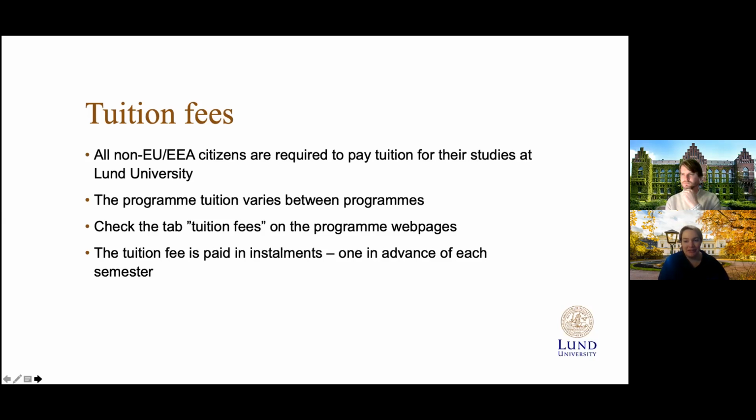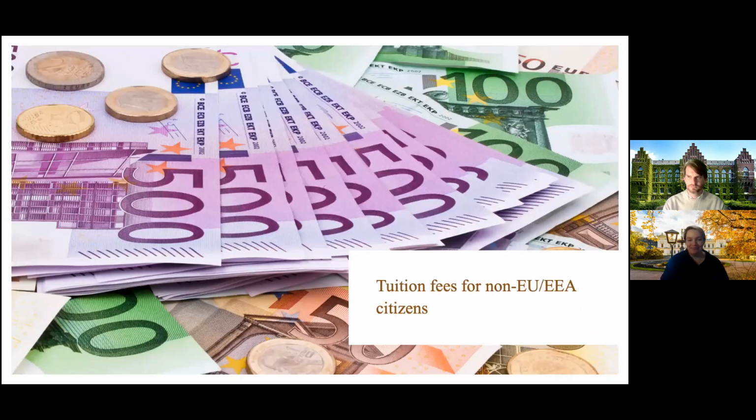The tuition fee is paid in installments, one in advance of each semester, so that means 2 times a year you make a payment. As you can see here, it's non-EU citizens who are required to pay tuition. So if you do have EU citizenship, the good news is that you are exempt from tuition fees. Other than this, there is not really any flexibility. There's a couple of categories of residents in Sweden who may be able to have a tuition fee exemption, but this is quite rare. If you think that could apply to you because you currently live in Sweden, of course, feel free to ask us about it. But other than that, you will usually be expected to pay fees.